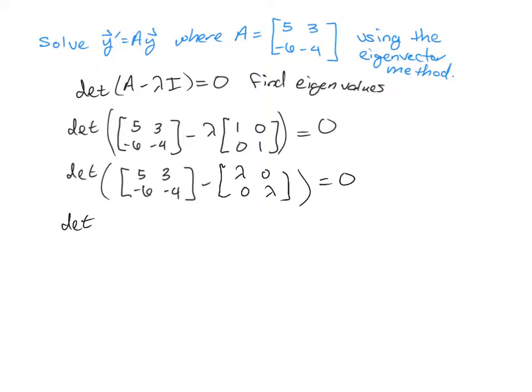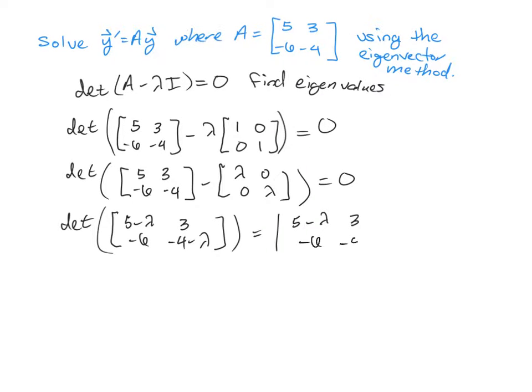So this is the determinant of 5 minus lambda, 3, -6, and -4 minus lambda. Shorthand for determinants is using the vertical absolute value bars. So that's just 5 minus lambda, 3, -6, -4 minus lambda. And because this is a 2 by 2 determinant, we can just do our multiplication method. So that's 5 minus lambda times -4 minus lambda, the forwards diagonal, minus the product of the backwards diagonal, which will be plus 18.